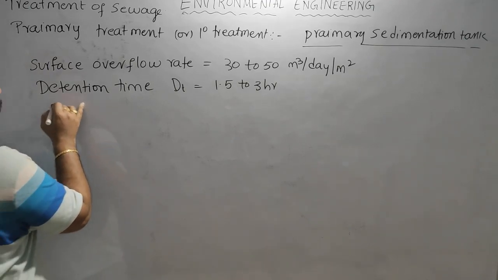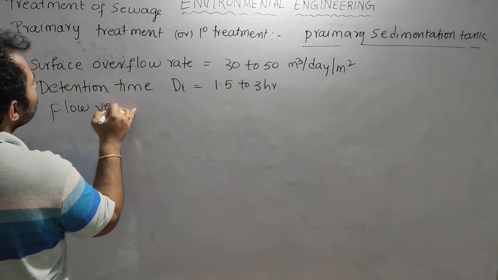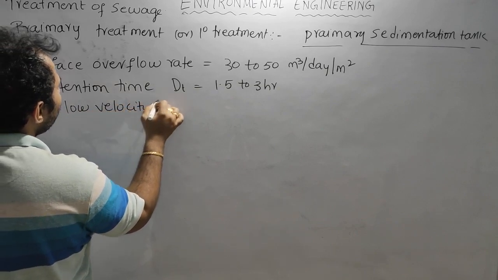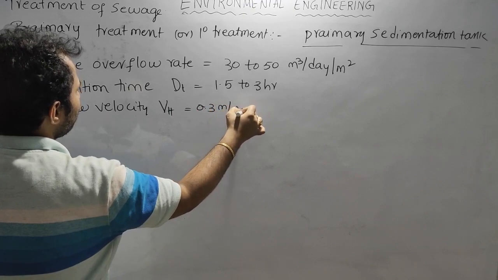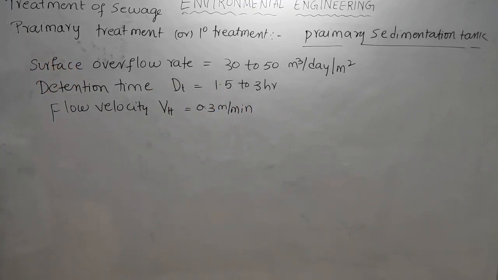The flow velocity we keep the same as there: VH is equal to 0.3 meter per minute, the same as we keep in water supply. L by B ratio is 4 to 5. Generally we keep the width as 6 meters. Anyway, the efficiency of removal is independent of depth. Likewise, we generally design the primary sedimentation tank inside sewage treatment.